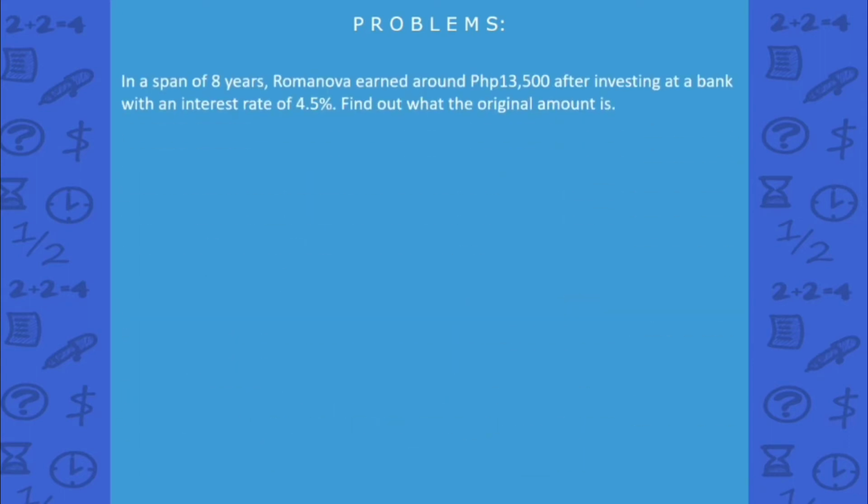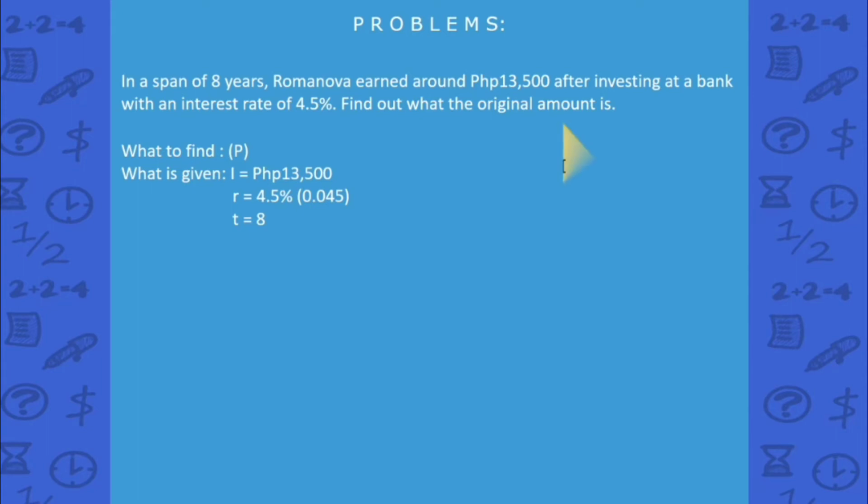Next problem. In a span of 8 years, Romanova earned around 13,500 pesos after investing at a bank with an interest rate of 4.5%. Find out what the original amount is. So now we have to find the principal amount, or rather, the original amount of the money. So the given is the interest, which is 13,500 pesos. We have also the rate of increase, which is 4.5%. Divided by 100, we have 0.045. The time is 8 years, or 8.